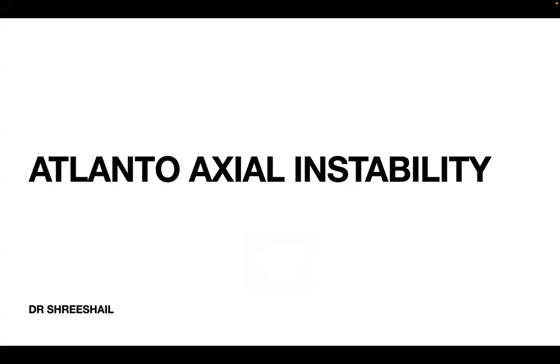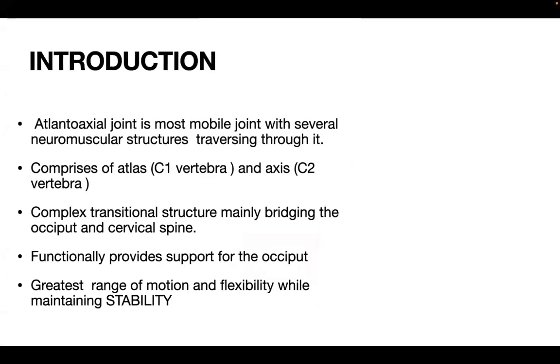Today I'll be presenting a topic on Atlantoaxial instability. Coming to the introduction, the atlantoaxial joint is the most mobile joint, with several neuromuscular structures traversing through it. It mainly comprises the atlas, the C1 vertebra, and the axis, the C2 vertebra. The complex transitional structure mainly bridges the occiput and the cervical spine. Functionally, the atlantoaxial joint provides support for the occiput, and it has the greatest range of motion and flexibility while maintaining stability of the whole spine.